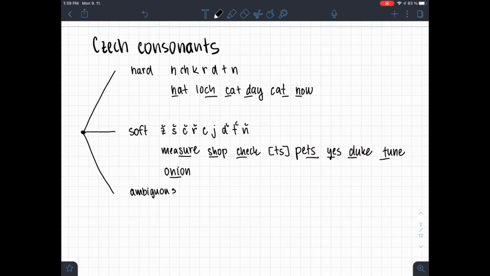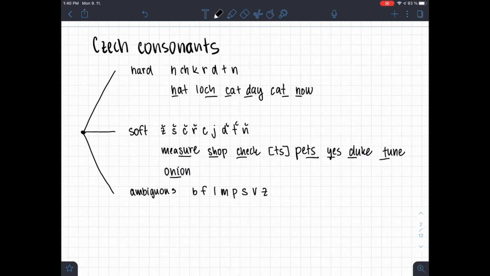Last group are ambiguous consonants. These are b, f, l, m, p, s, v, z. Again, most of the sounds you can find in English, but let's look at some example words as well.